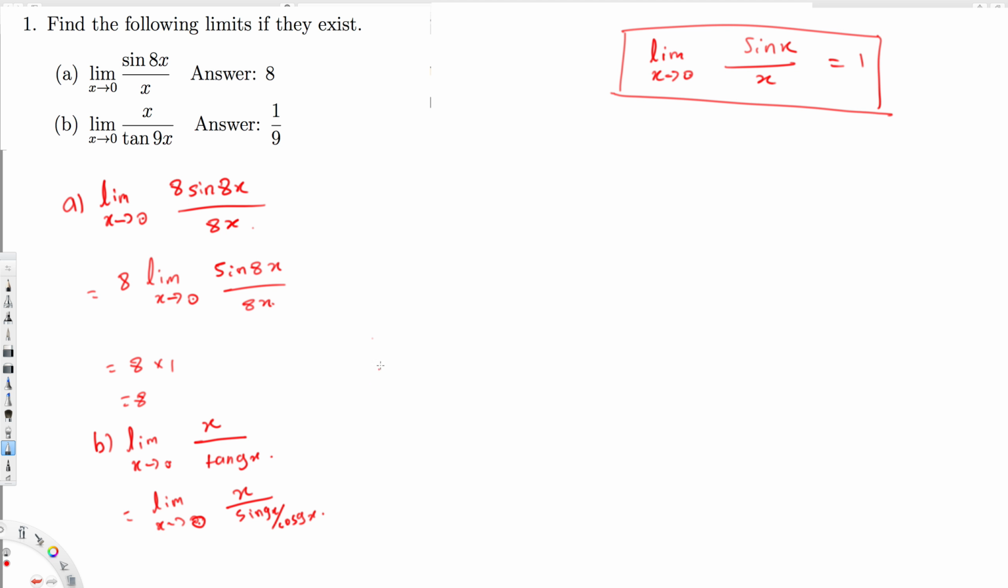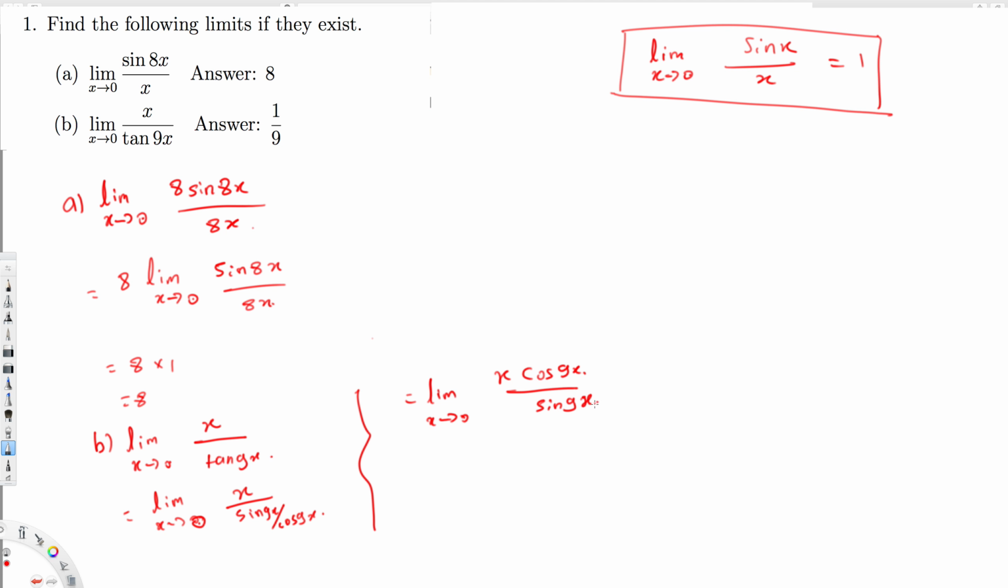If you see sin 9x over cos 9x, as you already know, if you have something divided in the bottom, you can flip it to the top. Let's see what happens if I bring it to the top. The limit as x approaches 0, and that's going to become x cos 9x over sin 9x.